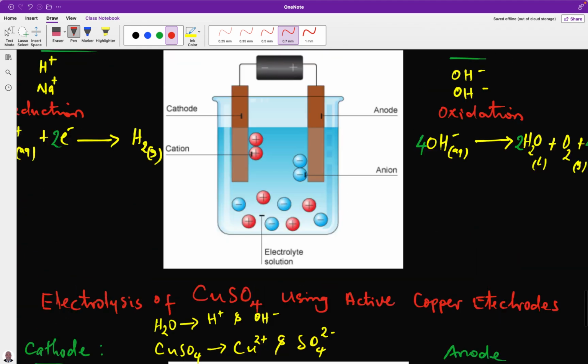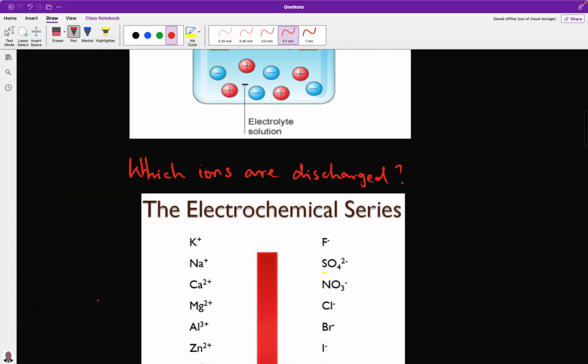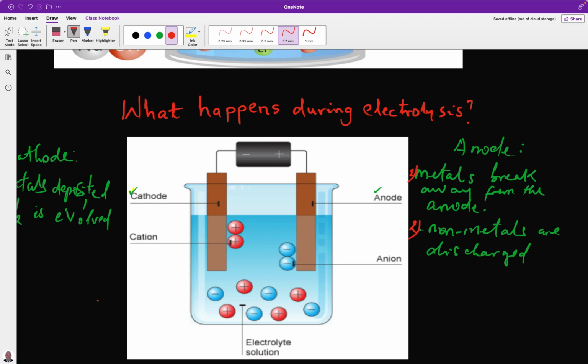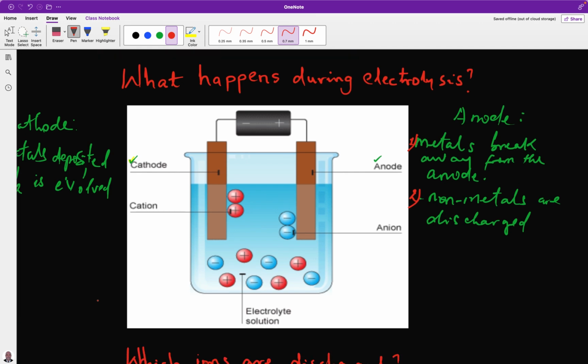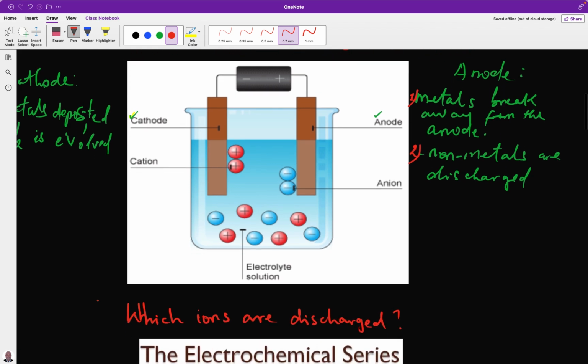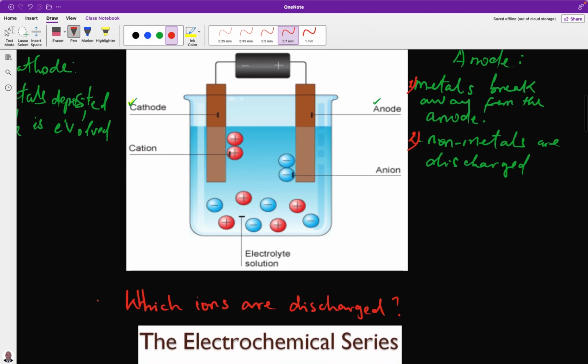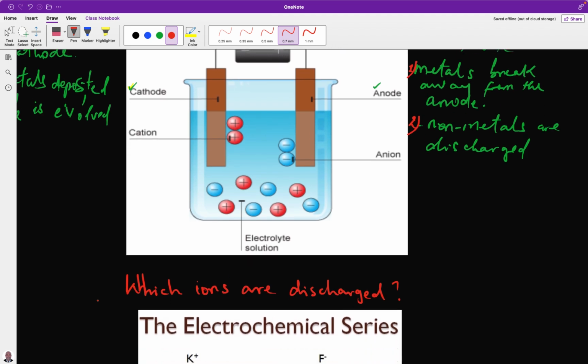A recap. During electrolysis, there is an electric current that passes through the electrolyte to break down the substance into the different ions, and the cations will move to the cathode, and the anions will move to the anode. And they are discharged at the different electrodes. The thing when it moves us to another level.